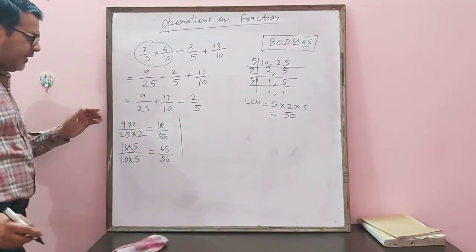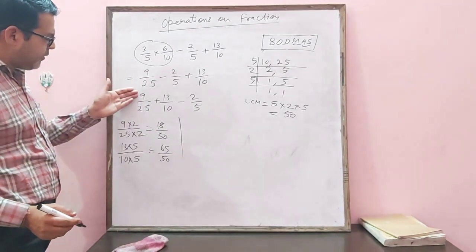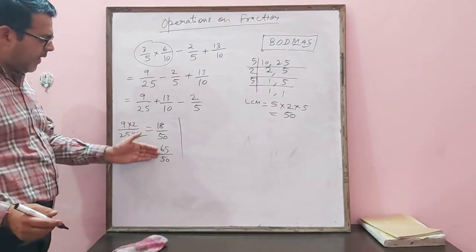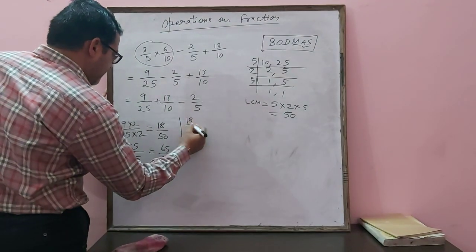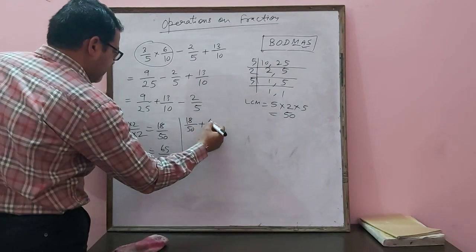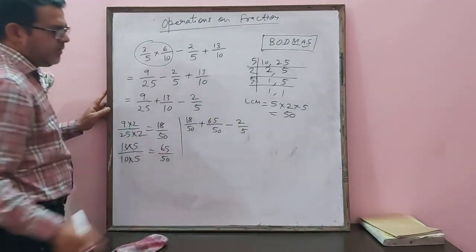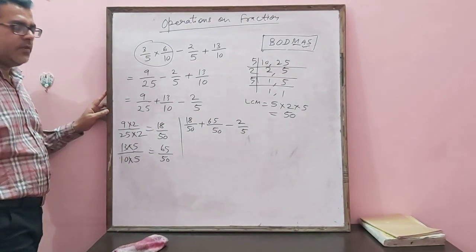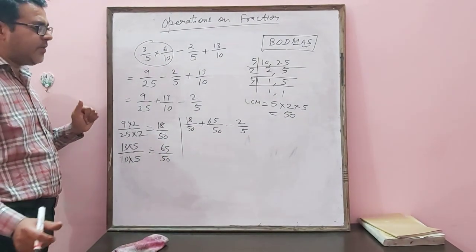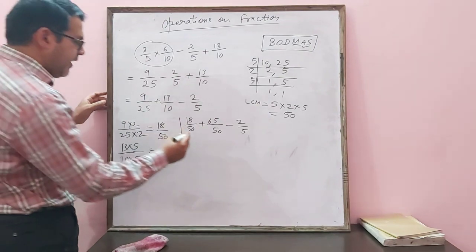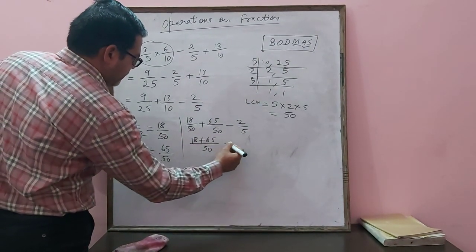So we can write 18 by 50 in the place of 9 by 25, and 65 upon 50 in the place of 13 by 10. So let's write it: 18 by 50, then plus 65 by 50, then minus 2 by 5. Now these are like fractions, and like fractions we can directly add. We can add their numerators like this.